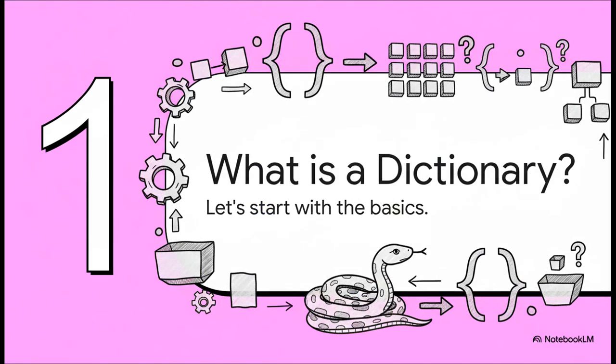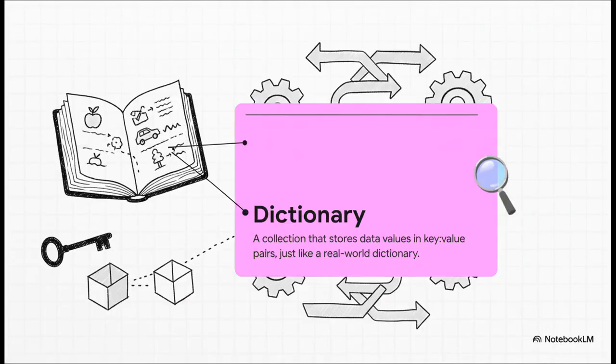All right, let's kick things off with the big question. What in the world is a Python dictionary? Well, at its heart, it's just a collection that stores data in pairs. You have a key and you have a value. The best way to think about it is like a real-life dictionary. The word you look up, that's the key. The definition you find, that's the value. It's a super intuitive way to link two pieces of information together.